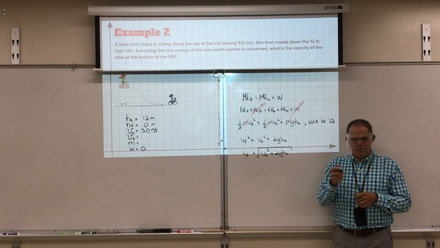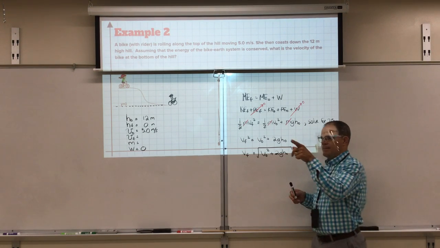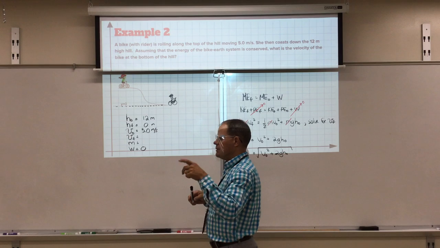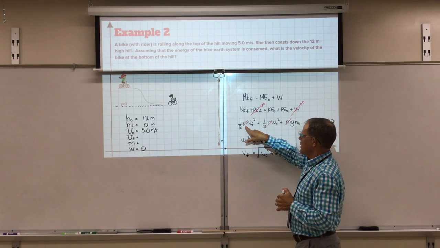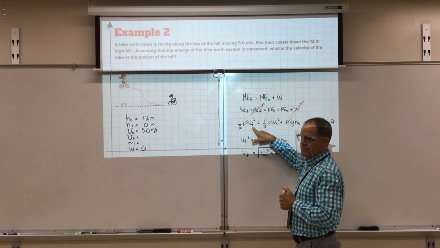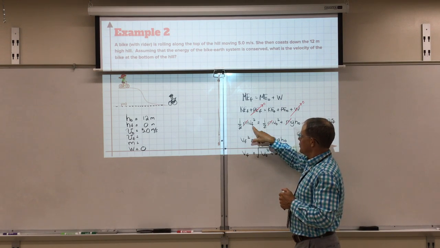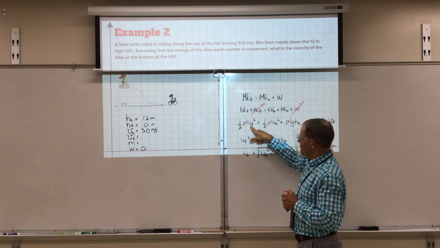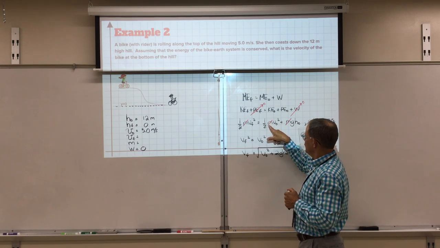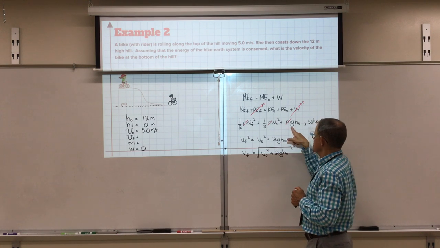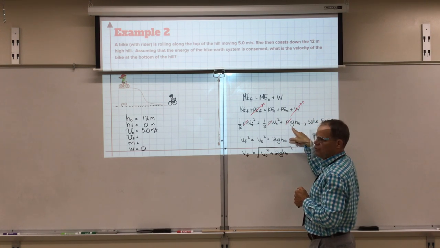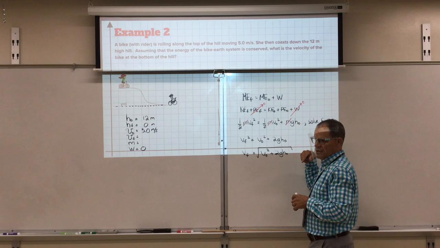And then close your parentheses. Why doesn't it be a squared again? It's kinetic energy. Kinetic energy is 1/2 mv squared. So when I multiply everything by 2, I get v final squared equals v initial squared. And then potential energy is mgh. The m's cancel, and when I multiply by 2, I get 2gh. Okay?